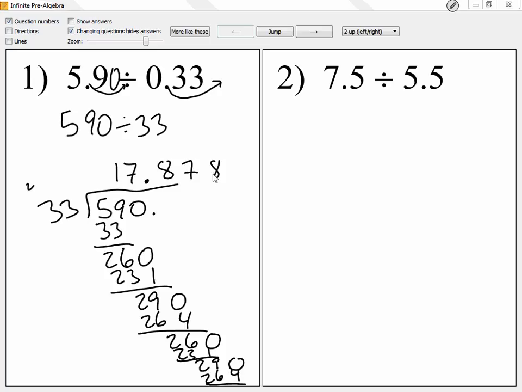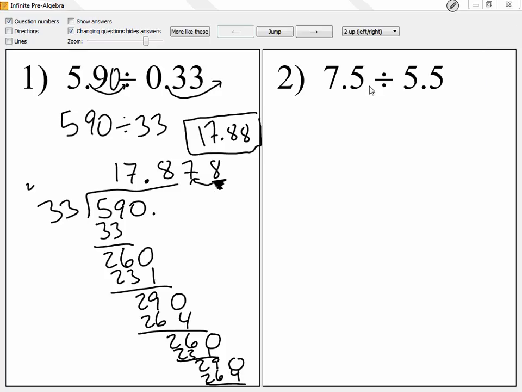Since my third number is more than 5, more than 4, what I'm thinking is 5 or more, which is the case. Since that number is more than 4, the second number has to go 1 up. So my answer will be 17.88. Remember, because this number is more than 4, it pushes the second one 1 up.